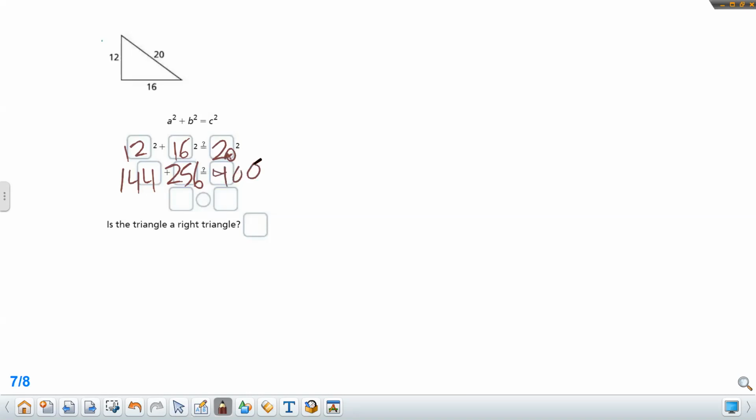Now you can add 144 and 256. It will be 400. And the other side, the same 400. So they are equal. So is the triangle right or not? Yes, good, it is right. Okay, another exercise.